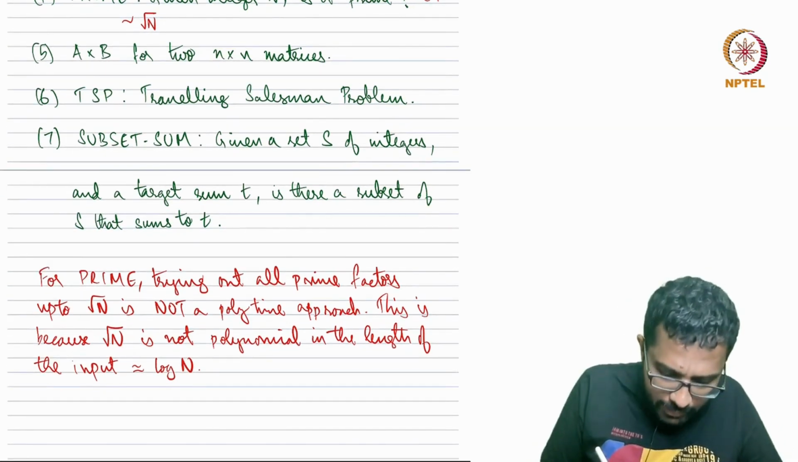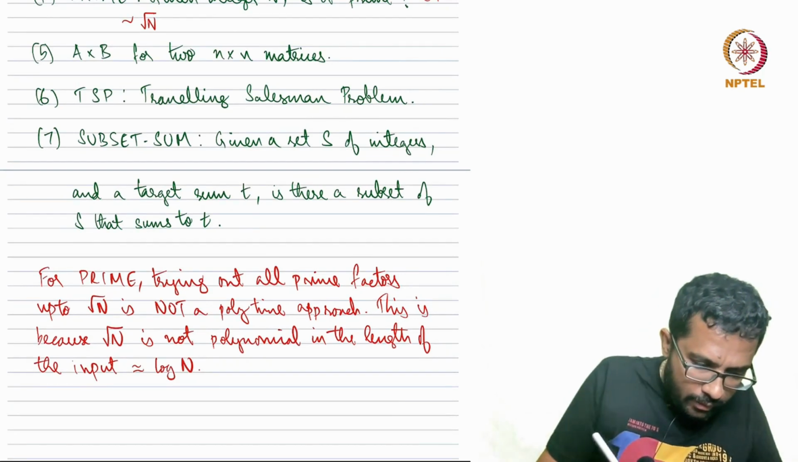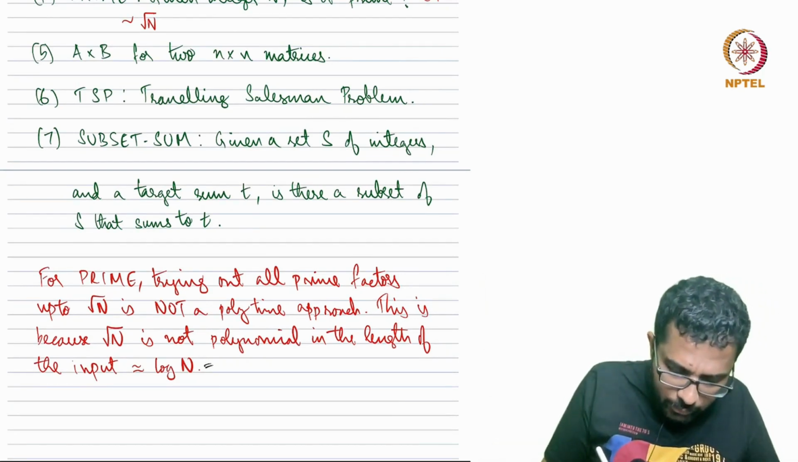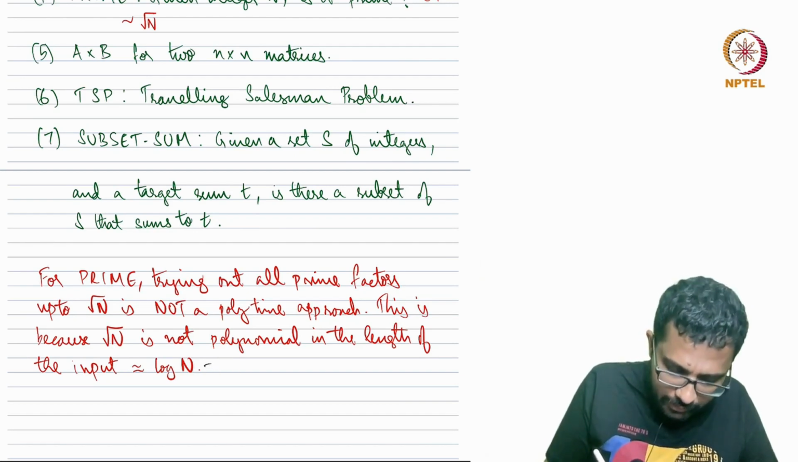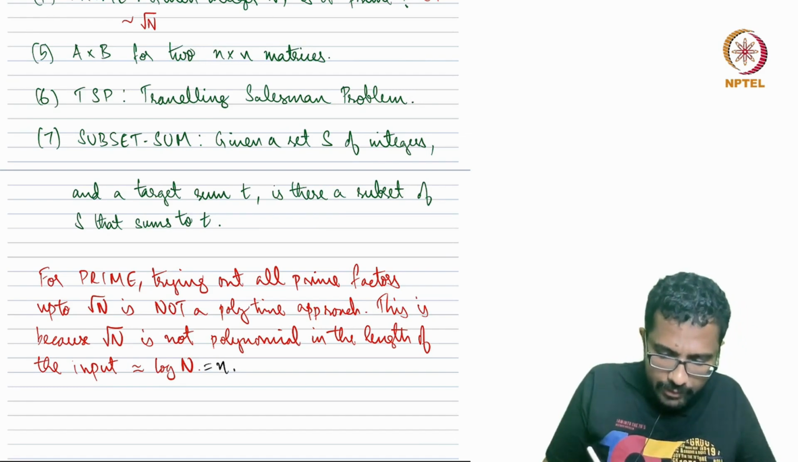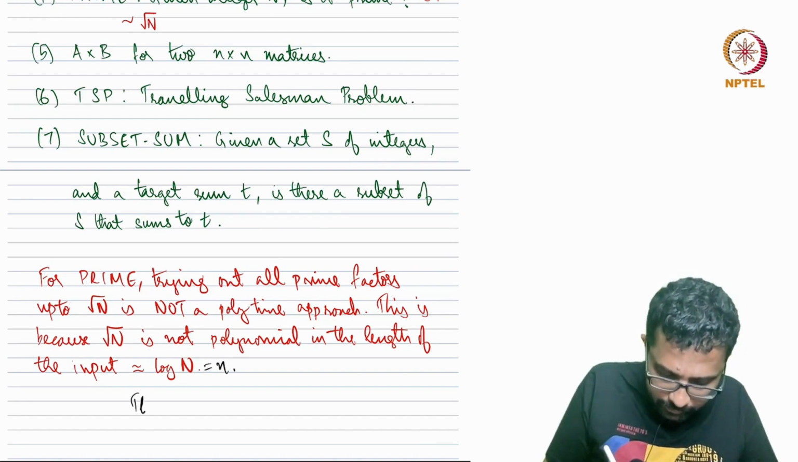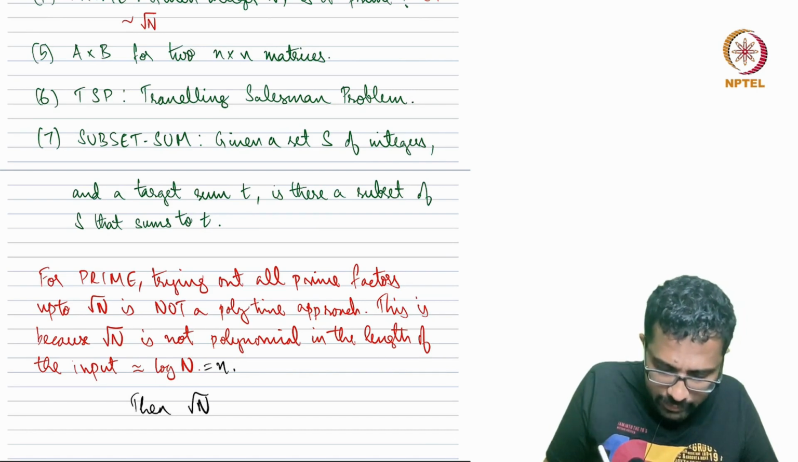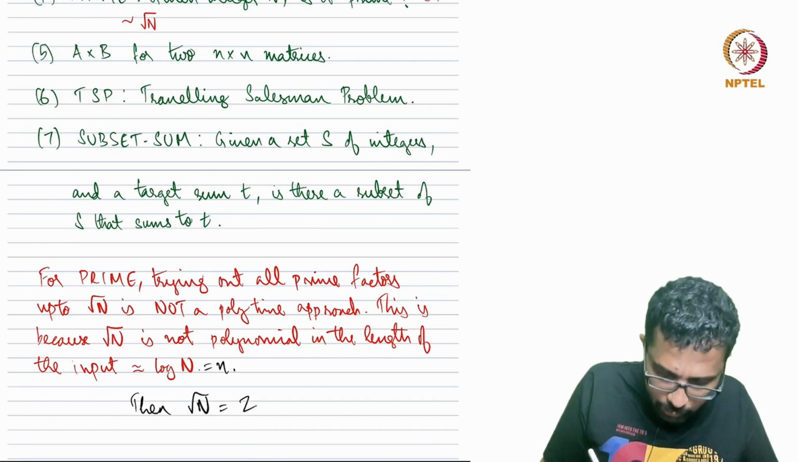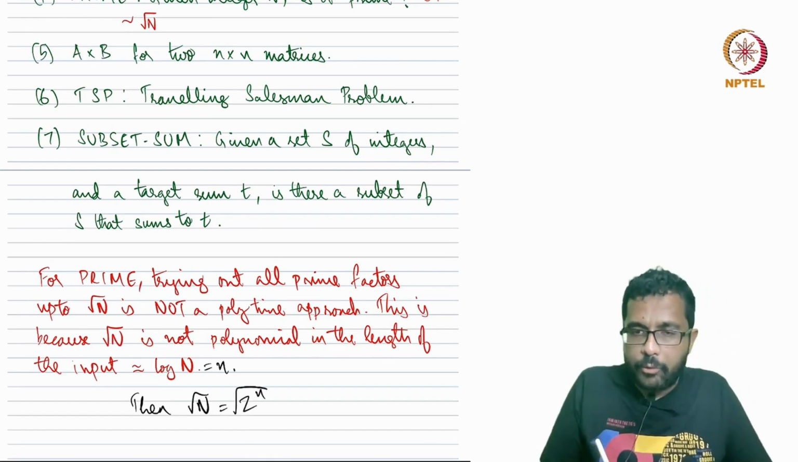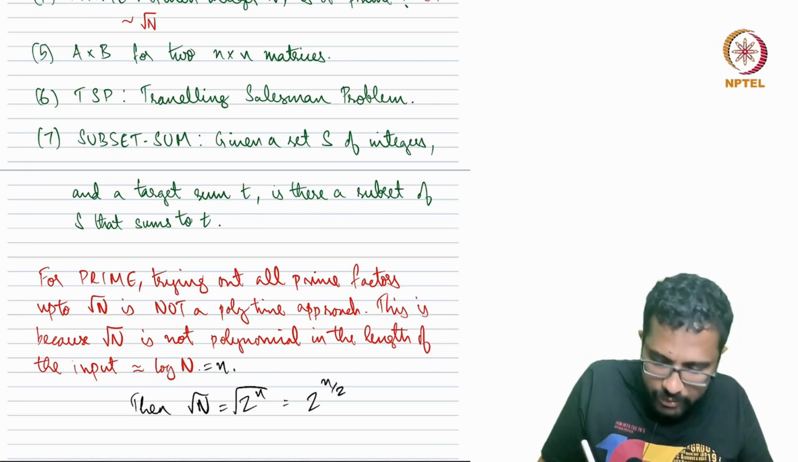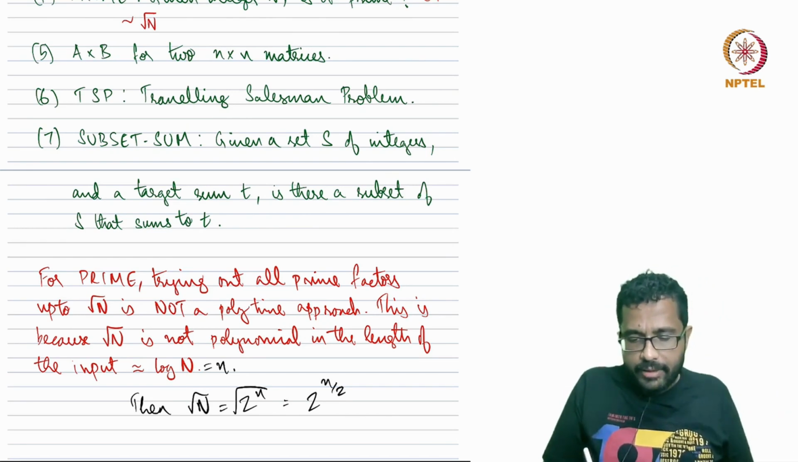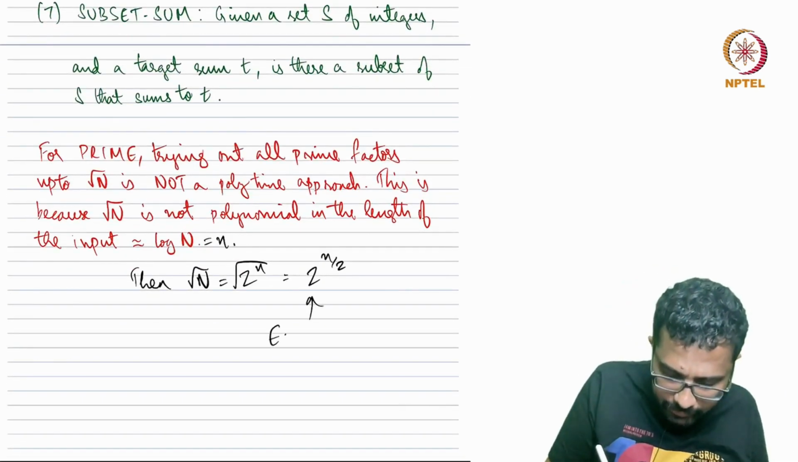So let's say log n is equal to, suppose this is equal to x, or maybe I'll just call it small n. Then square root n is like square root of 2 power n, which is like 2 power n by 2 or something, which is, anyway, exponential in n.